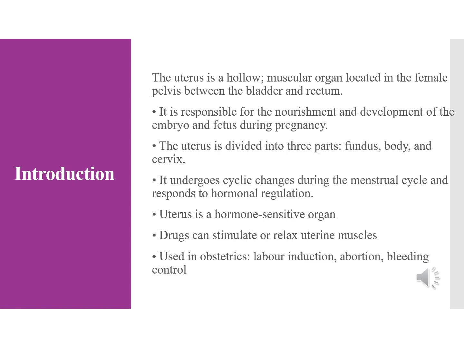It undergoes cyclic changes during the menstrual cycle and responds to hormonal regulation, as it is a hormone sensitive organ. The drugs can stimulate or relax the uterine muscles, and these types of drugs can be used in obstetrics, for example labor induction, abortion, or bleeding control.